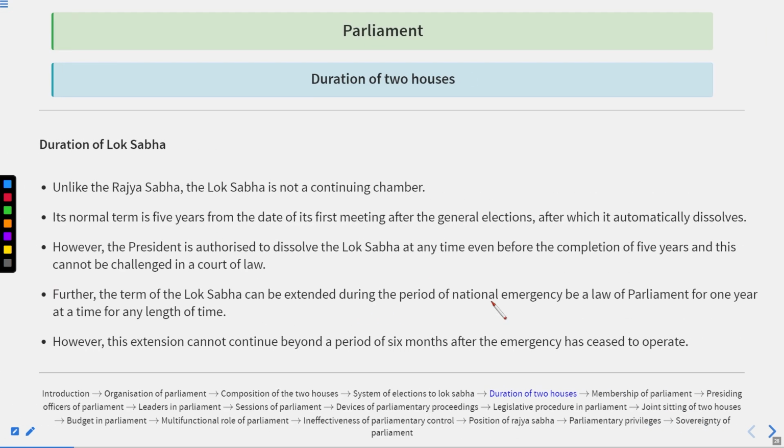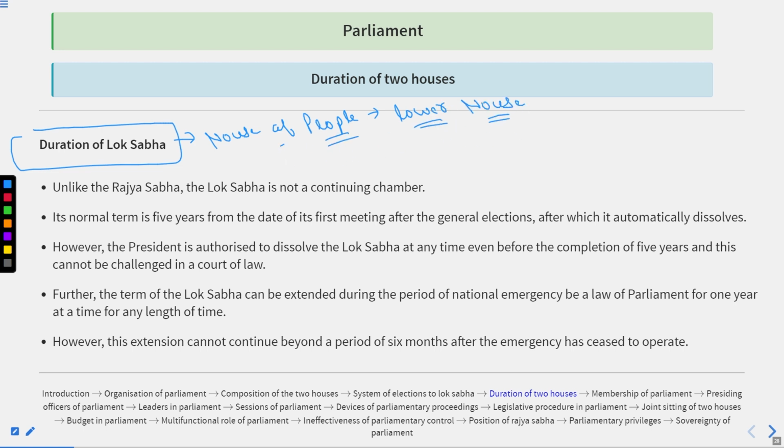Okay. After the Rajya Sabha, now we have the Lok Sabha, House of People, the lower house.